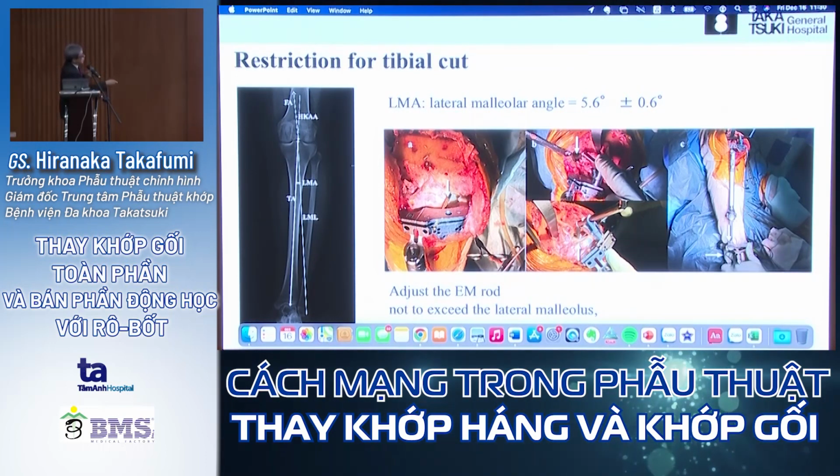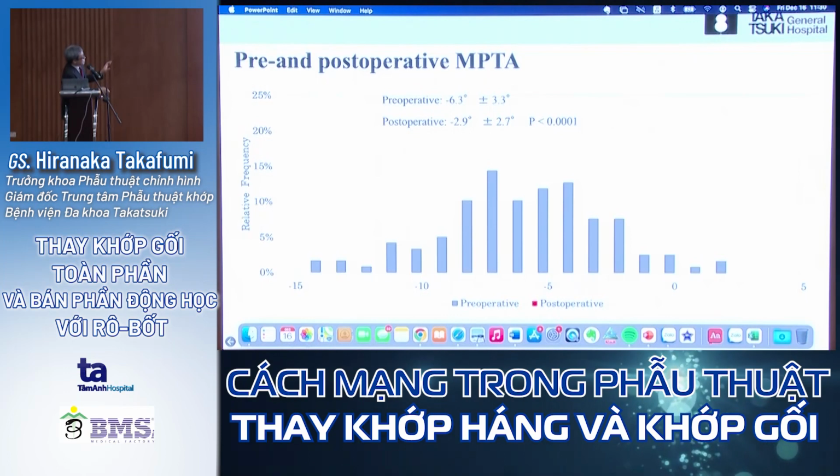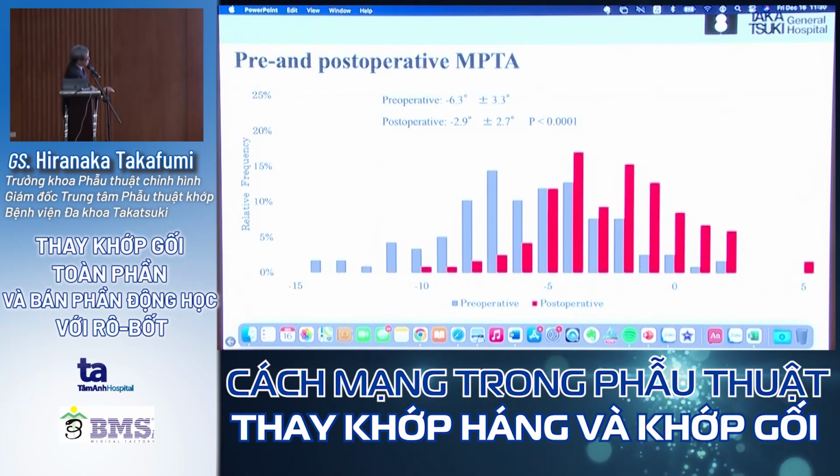So if the extramedullary rod does not exceed the lateral malleolus, the tibial varus angle should be less than 5 or 6 degrees. Using this mechanical-based restriction protocol, this is the preoperative variation of MPTA. After the operation, most patients are within the safe range, less than 5 degrees varus. So we can roughly use the lateral malleolus to do the restriction for the tibial side.